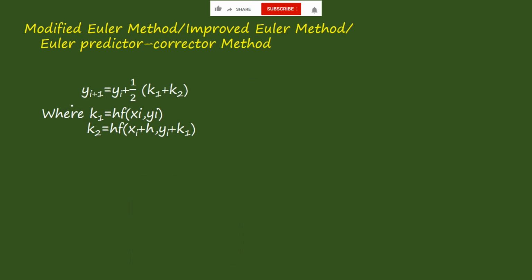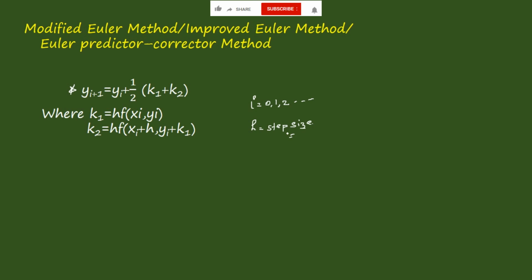Now, the general formula of a modified Euler's method, or improved Euler's method, or Euler's predictor corrector method, is y of i plus 1 is equal to y of i plus 1 by 2 into k1 plus k2, where k1 is equal to h into f of x of i comma y of i, and k2 is equal to h into f of x of i plus h comma y of i plus k1, right? That's a basic important formula of a modified Euler's method, where i would be equal to 0, 1, 2, and so on, and h is the step size, right?